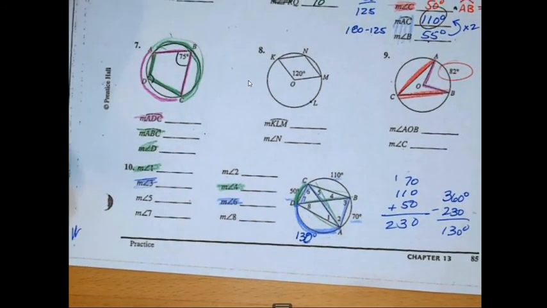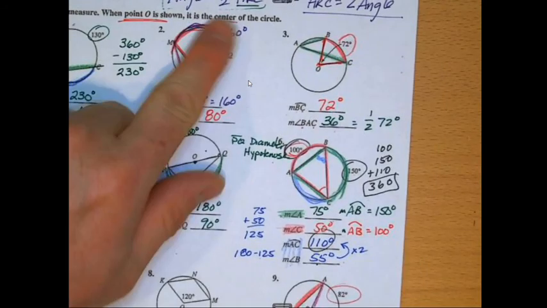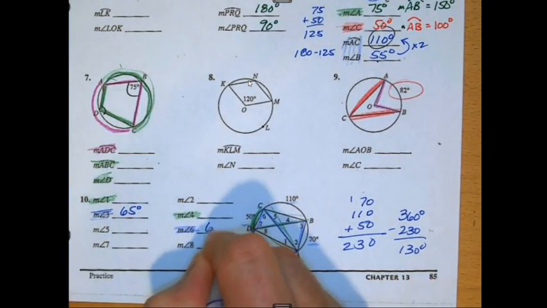Alright, find the other two. And then find the measures, because you know that those two are going to be the same. So if it's inscribed for this 130, if the arc is 130, your angle is half of that. So that would be 65 degrees.